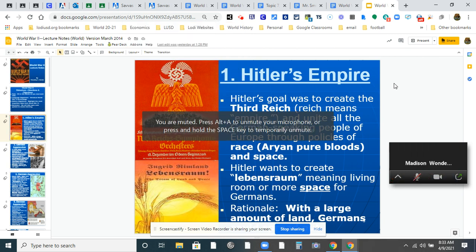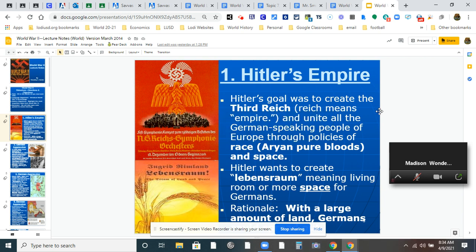Okay, so Hitler's goal was to create the Third Reich. Reich is a German word that means empire, and he was trying to unite all the German-speaking people of Europe through policies of race and space. When the Nazis talk about race, they're talking about Aryan purebloods, and anything else that would mess that up, according to Nazi views, was considered bad.